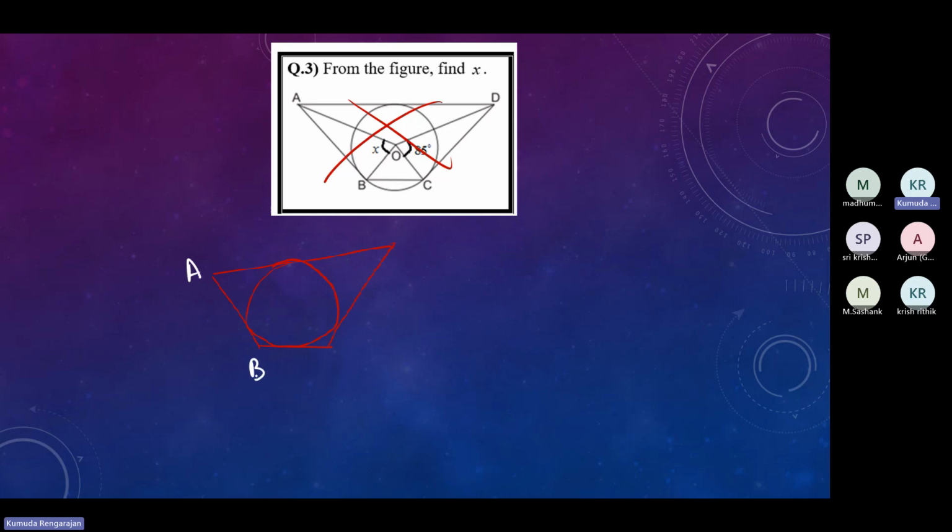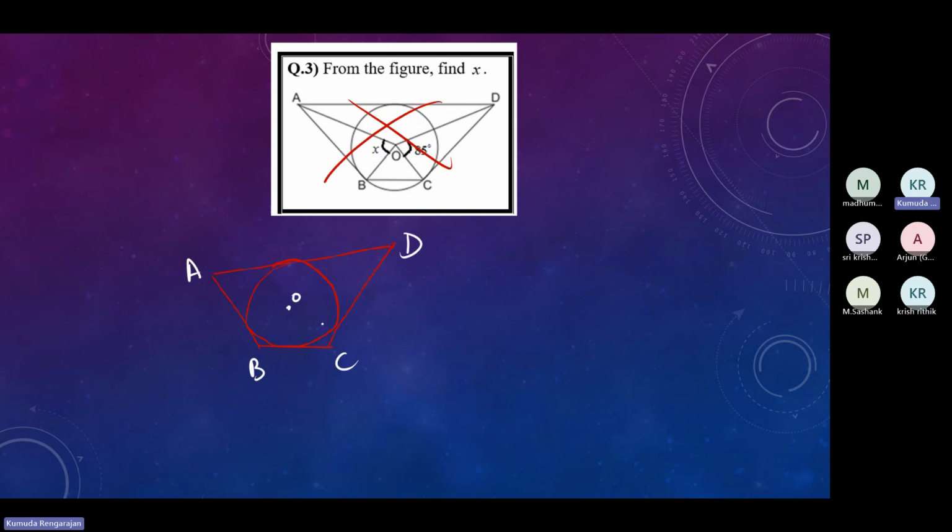Quadrilateral ABCD, like this, children. I'm sorry if I confused you. What I said is true, but this figure is not appropriate to what we are discussing. You can see quadrilateral ABCD circumscribes the circle with center O.